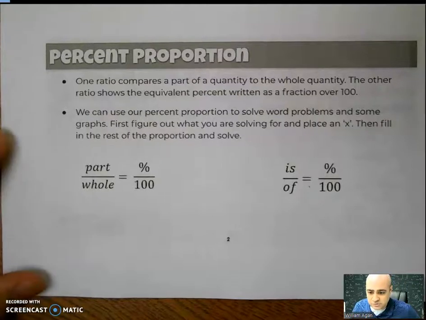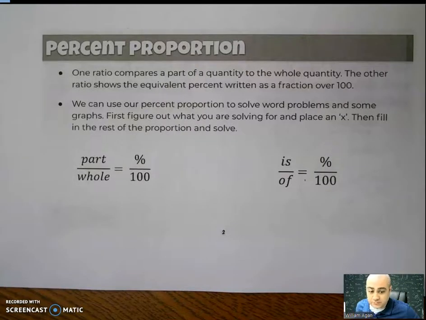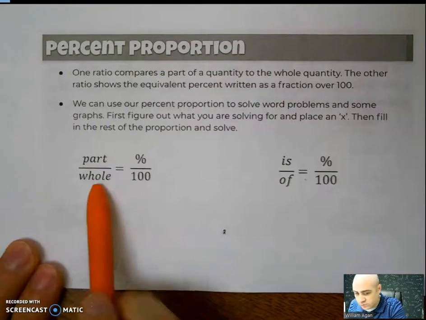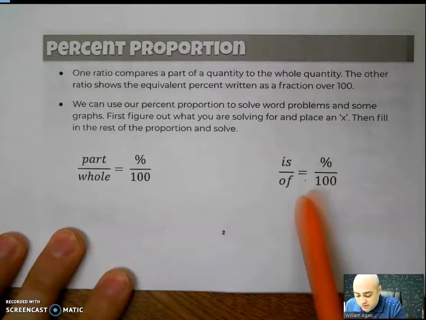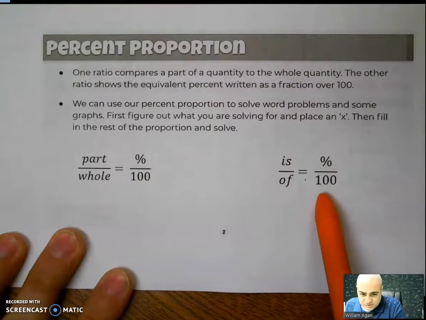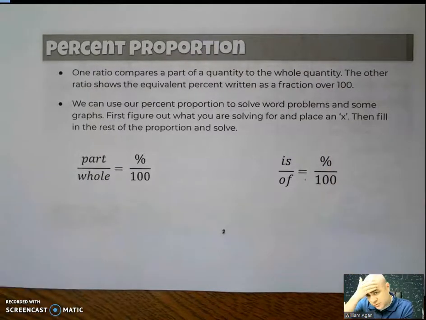Okay, so we are still looking at proportions, proportionality, but today we're going to bring in percent. So the percent proportion is right here. It's part over whole equals percent over 100. And the other one is basically the same thing, but it has little clue words in it: is over of equals percent over 100.